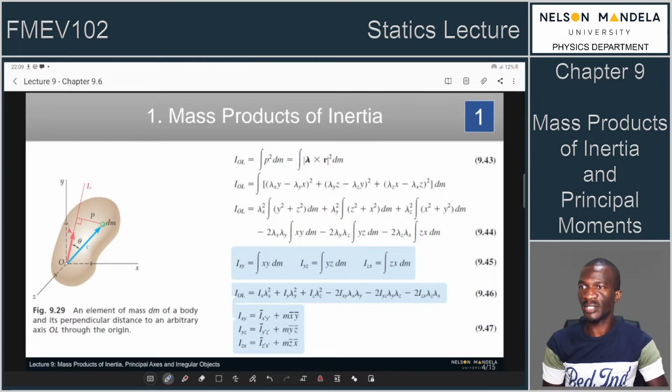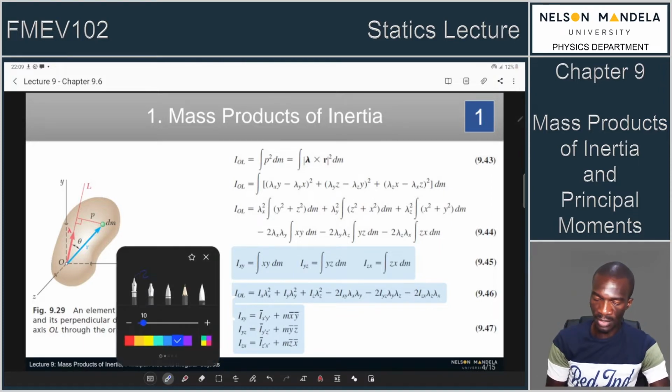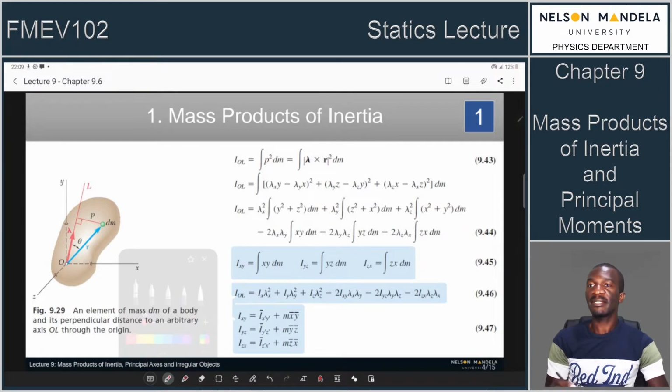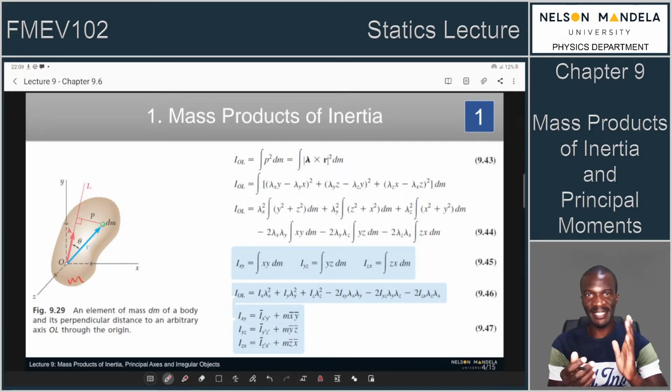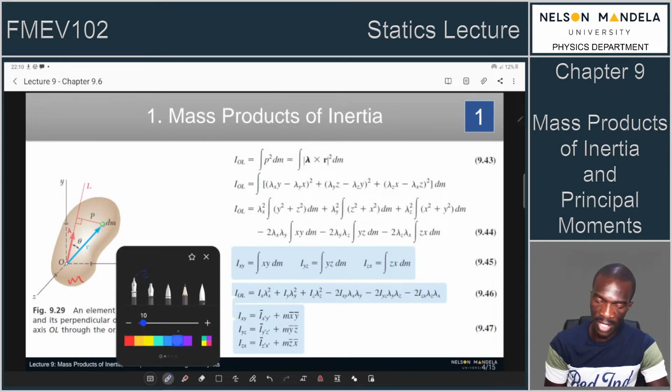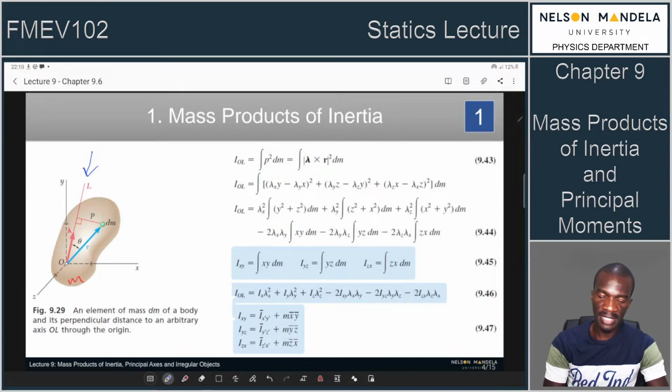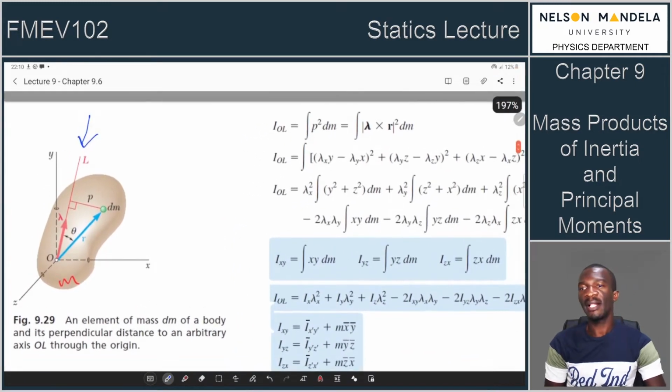Right, so for us to get started, we will define the mass product of inertia. The mass product of inertia is basically derived from the moment of inertia of some body, of some mass m, about an axis that is not either the x, y or the z original axis. So it's about some other axis. In this case, the axis that we are concerned with is the OL axis. The OL axis is what we will use to actually develop and come up with the mass product of inertia.